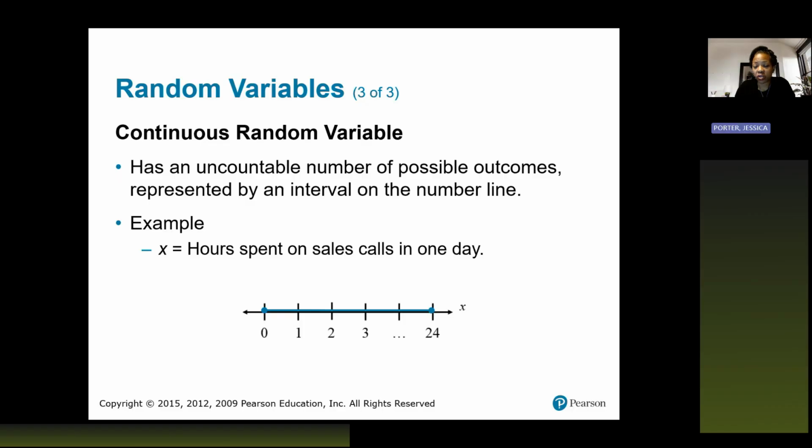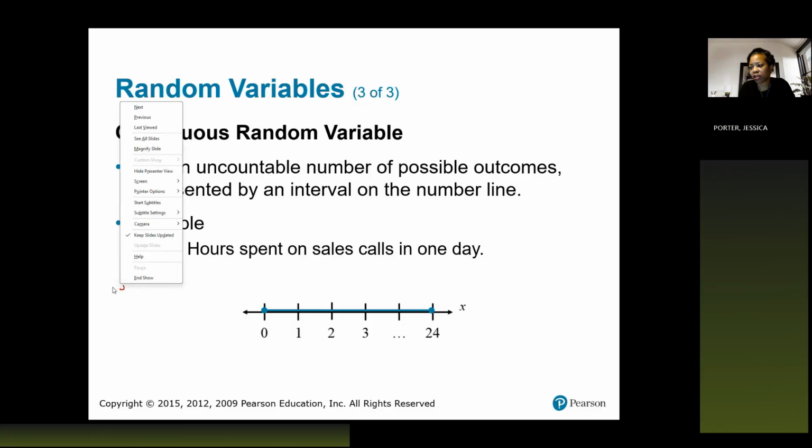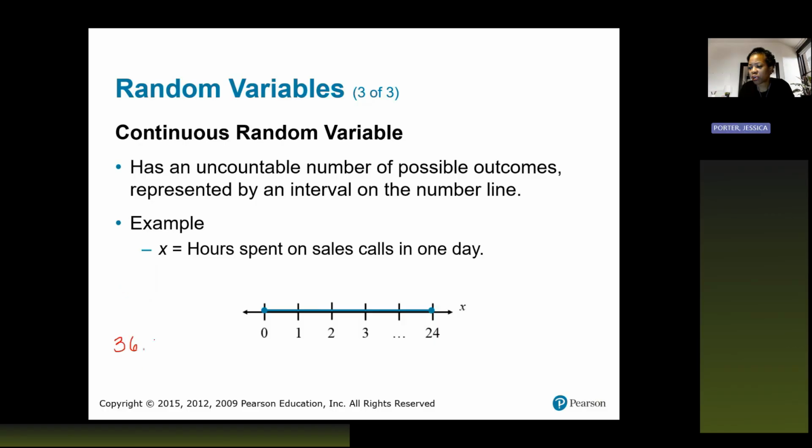And next we have continuous random variables. They have an uncountable number of possible outcomes represented by an interval on the number line. An example is hours spent on sales calls in one day. You might have the gallons of gas in your tank. And I say that because you could have 36.8 gallons of gas. You could have 36.85 gallons of gas, 36.853 gallons of gas. There's a continuum in between the integers that you can fall in.